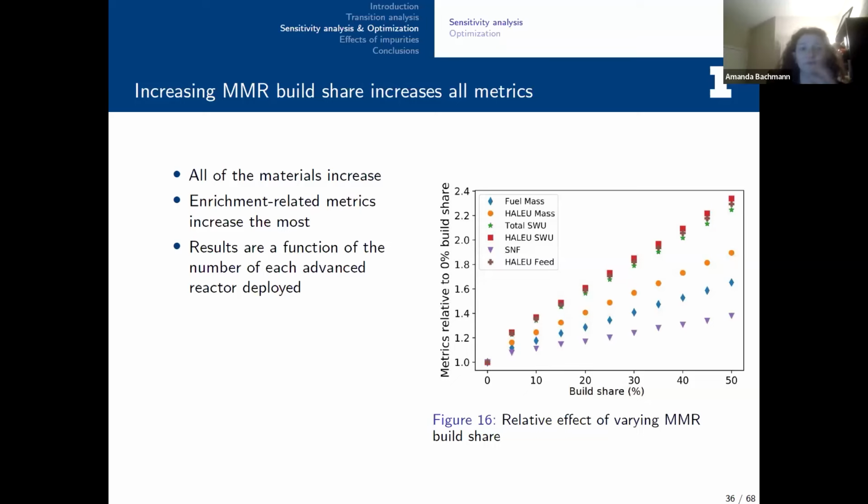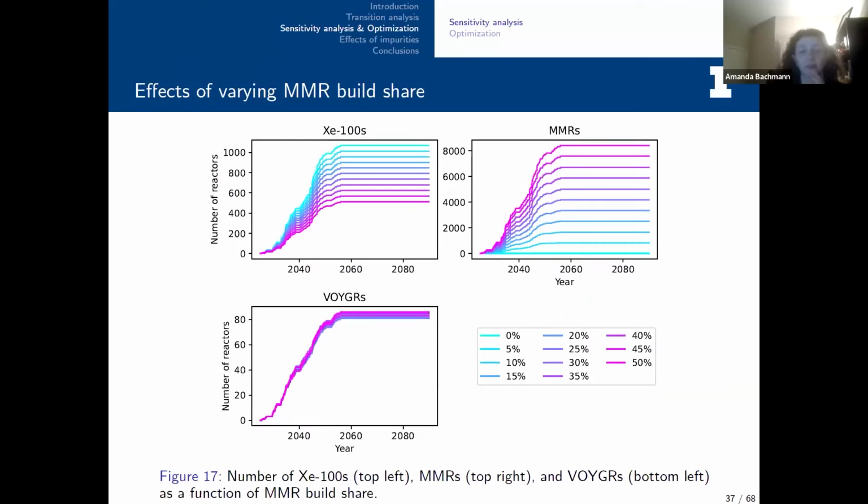And like I said, the results are a function of the number of each reactor that are deployed. So we see that as we increase the build share of the MMRs, we're increasing how many of those are deployed. We're decreasing the number of XE100s, but the number of Voyagers is actually pretty constant. That's because I still have that greedy algorithm within my deployment scheme here, and so it becomes a teeter-totter between the MMRs and the XE100s. The MMRs need more fuel, at a higher product assay than the XE100s, and so that really drives all the material increases that we see.